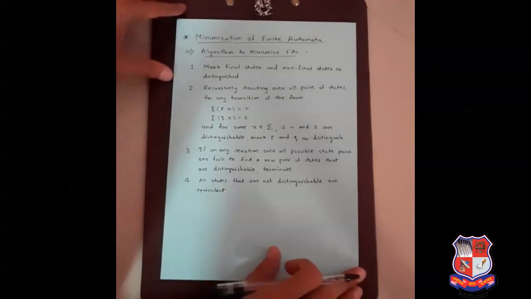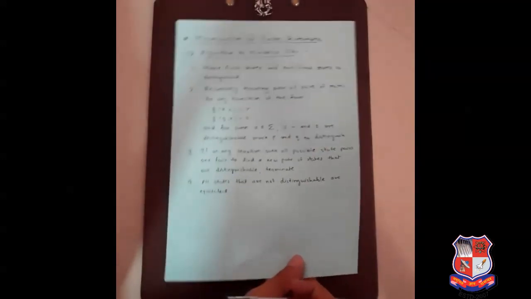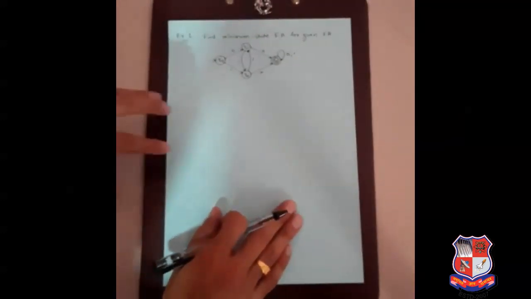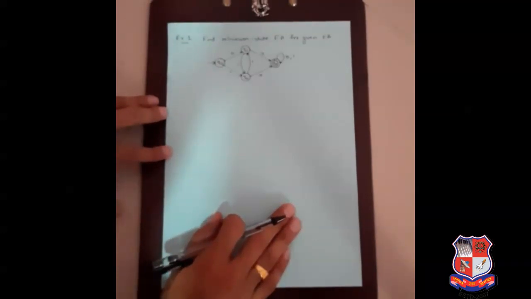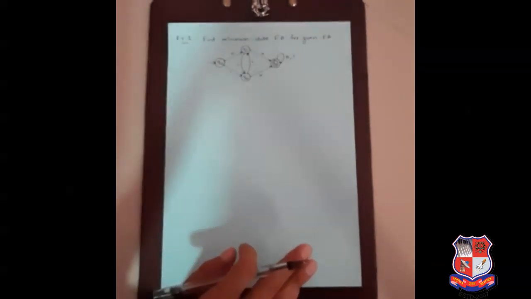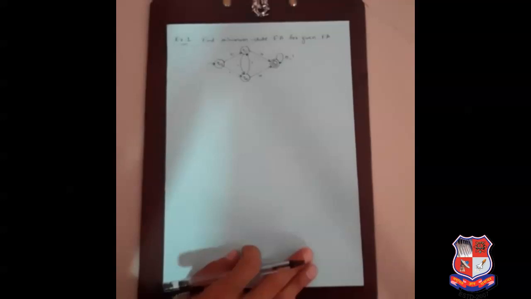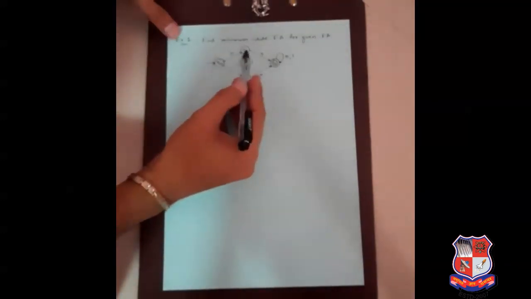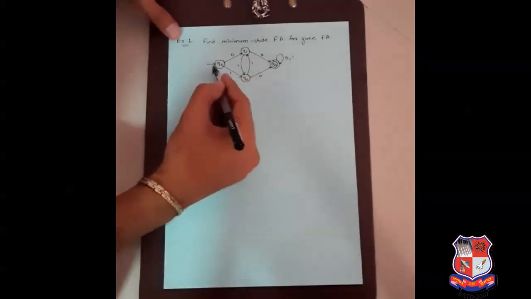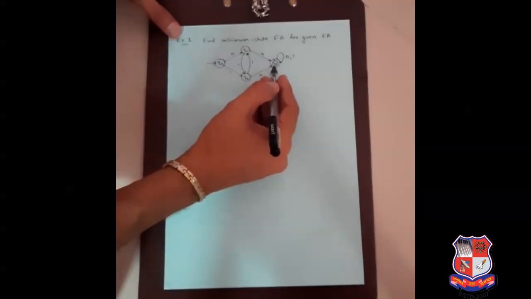Now we will see one simple example. See here, one question is given, an FA is given. Now we have to minimize this FA. Here there are 4 states given: Q0, Q1, Q2 and Q3. Q0 is the initial state, Q3 is the final state. Now the solution.